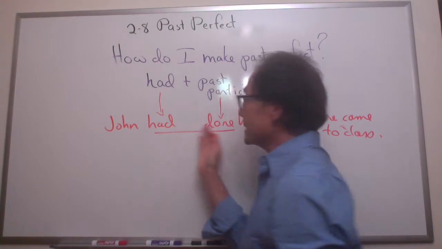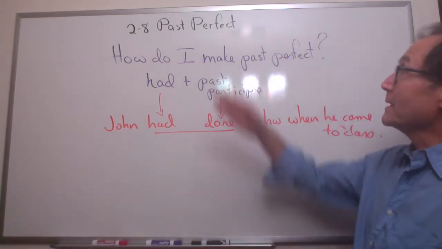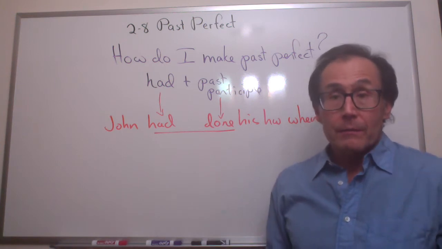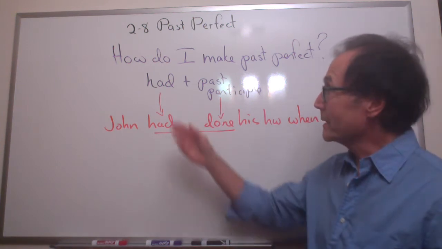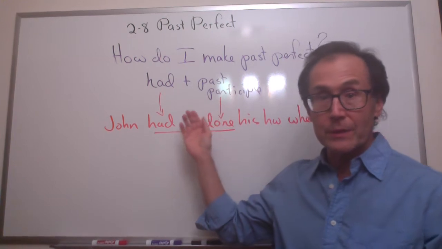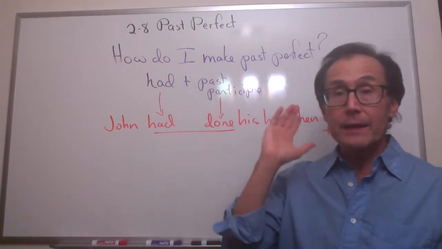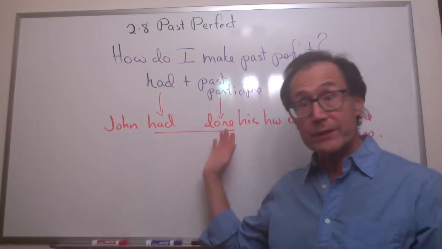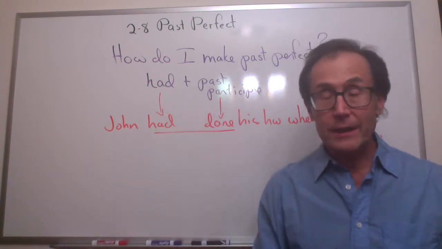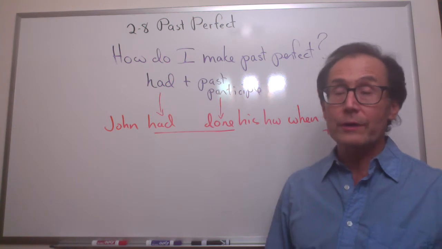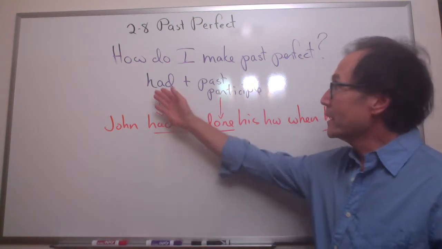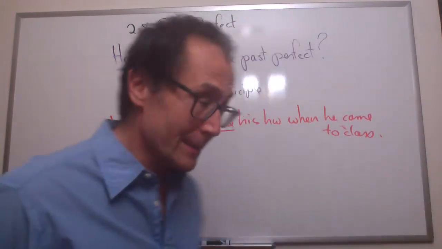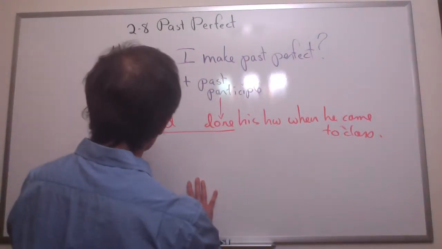When you see had and past participle together, that's past perfect. Good news, past perfect is always the same. It's always had and past participle. So it's I had done my homework, you had done your homework, they had done their homework, we had done our homework, she had done her homework. It'll always be had and past participle. So that's pretty easy.